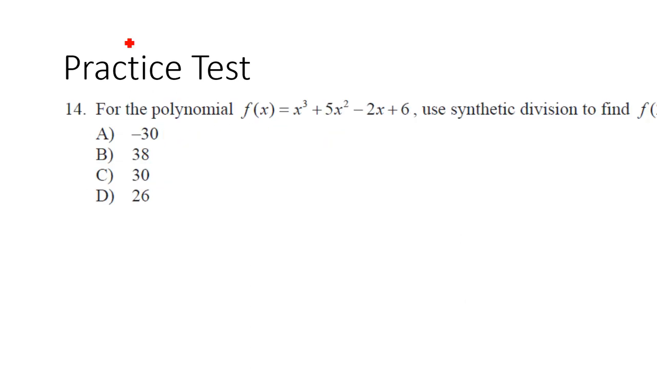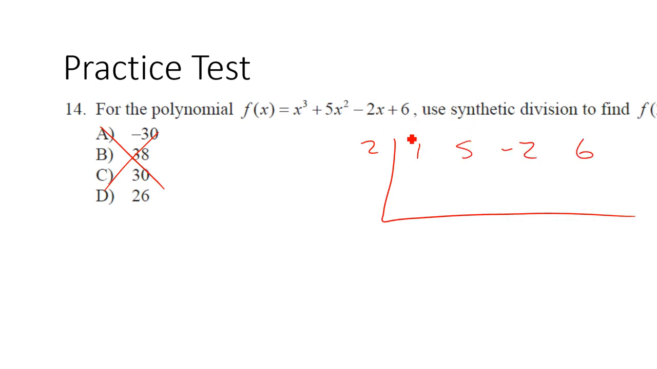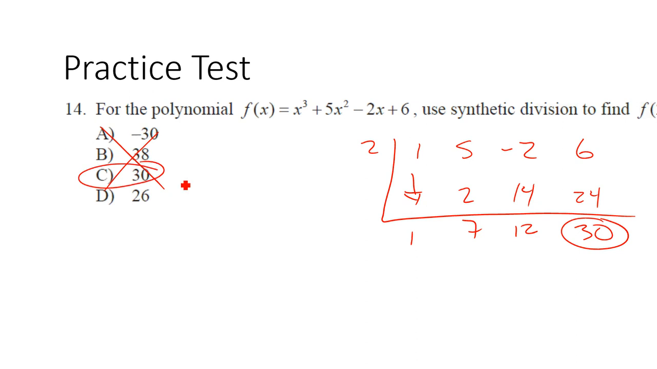All right. Oh, I left this up there. Didn't need that, but we're going to do this synthetically. Plug in 2, the 1, 5, negative 2, and 6. 1 and 2 and 7 and 14 and 12 and 24 and 30. So the answer is 30. F of 2 equals 30.